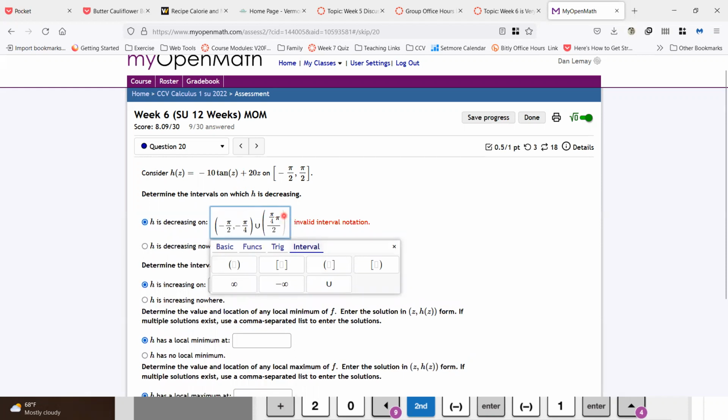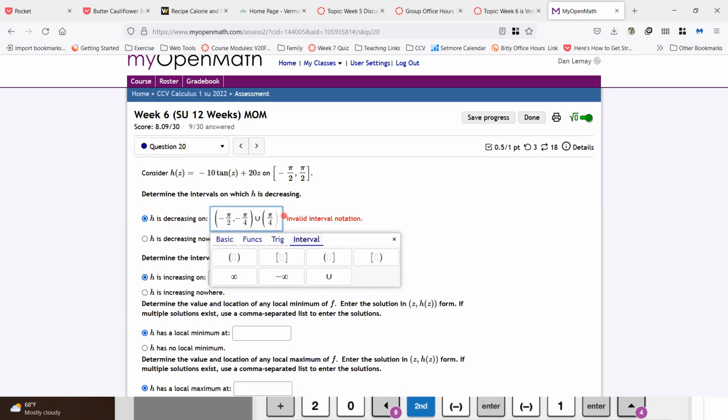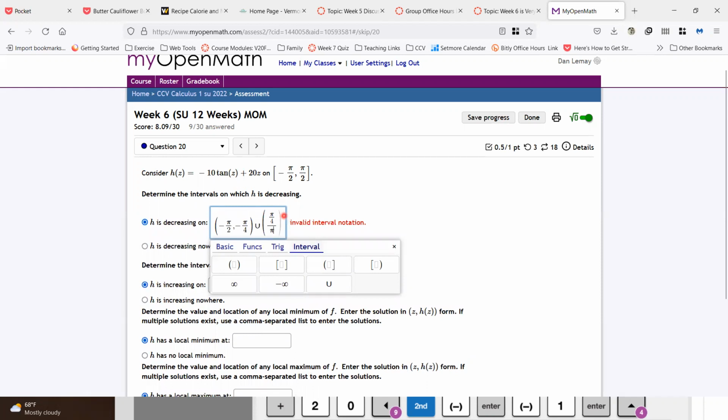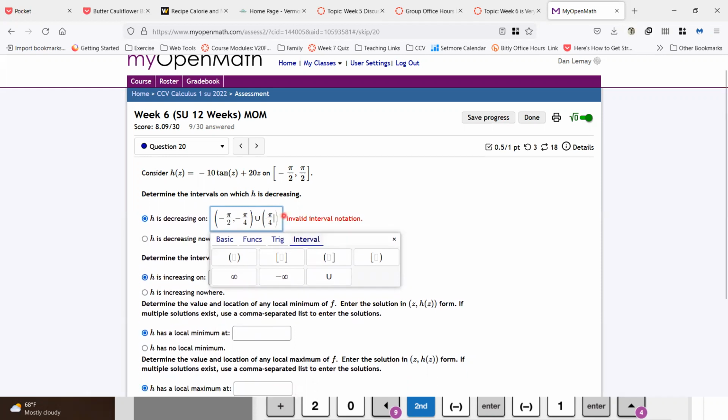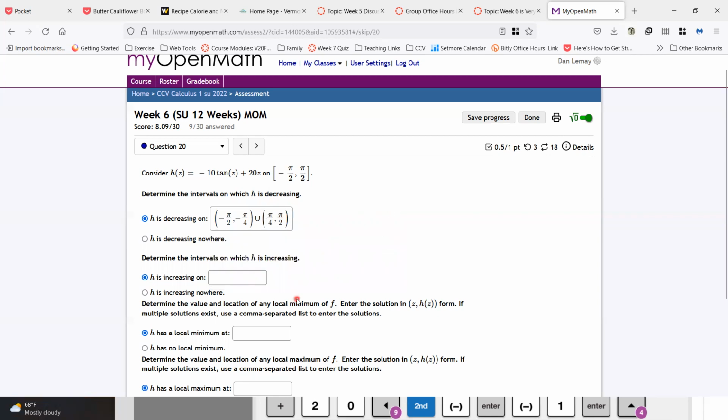Whoops, except it's something like that. Divided by pi over 2. Well, what the heck? Comma. Pi divided by 2. Is that what it was? I was just missing a comma. Yeah, all right. Online math. So that's when it's decreasing, because those are the 2 places it's negative.